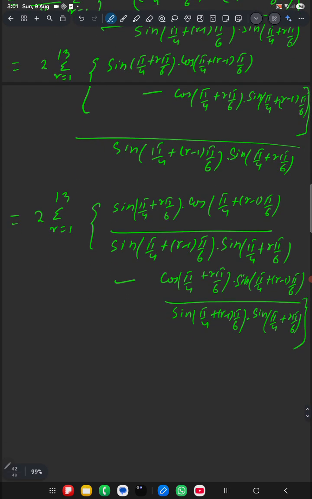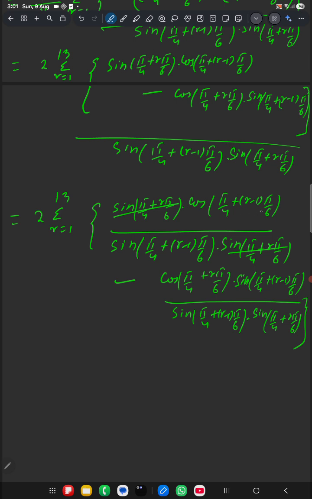So by this, the sine of pi by 4 plus r pi by 6 will be cancelled from the first term. You will be left with cos of pi by 4 plus (r minus 1) pi by 6 upon sine of pi by 4 plus (r minus 1) pi by 6, which means cot theta.